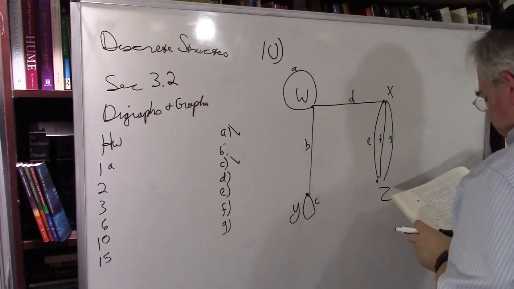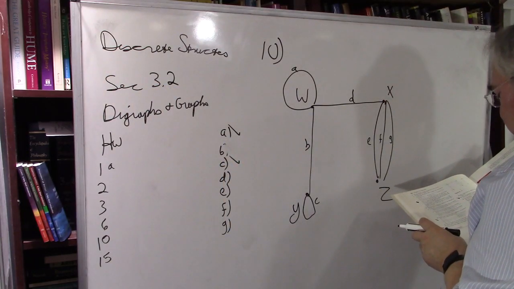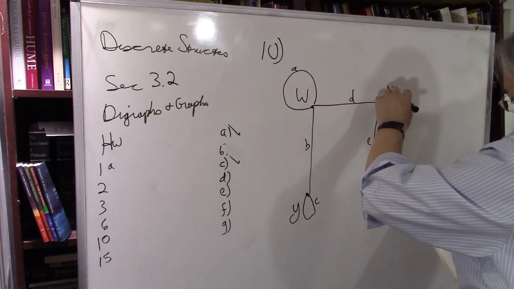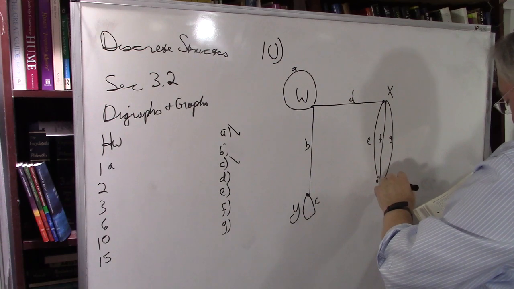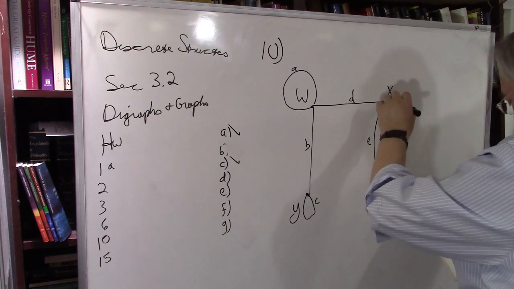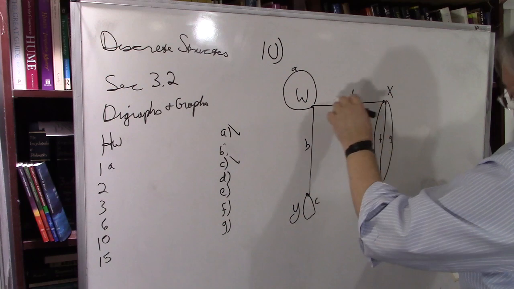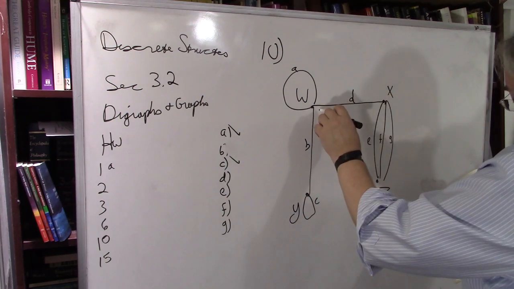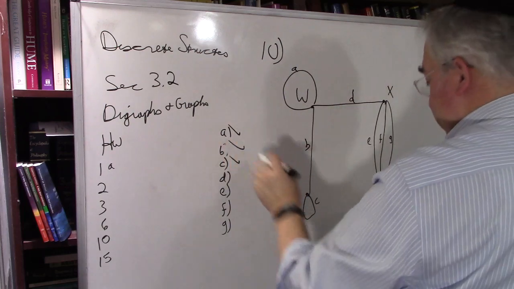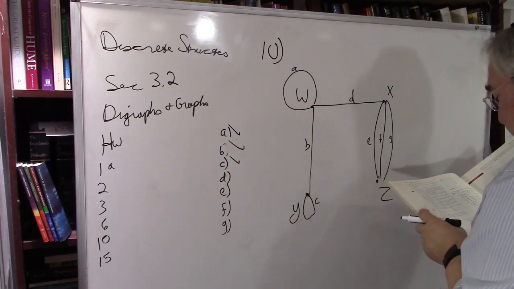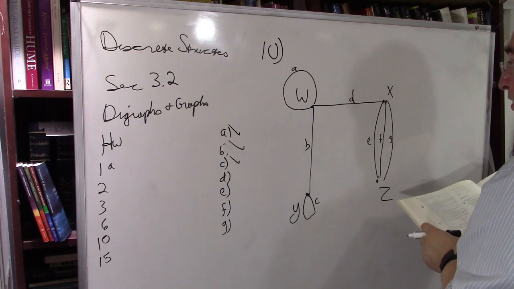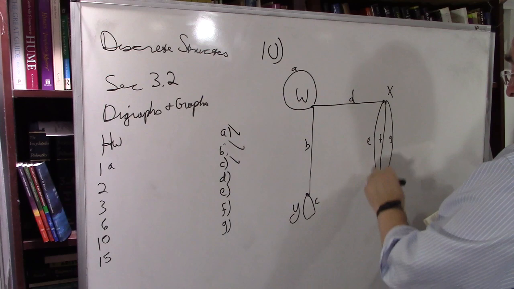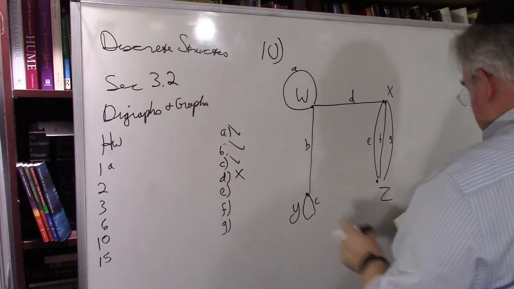B is what? W, X, Z. X, good. W, Y, W, W. So B is good. Next, D: W, X, Z, Z. There's no way of going from Z to Z, so there's no way of doing that.